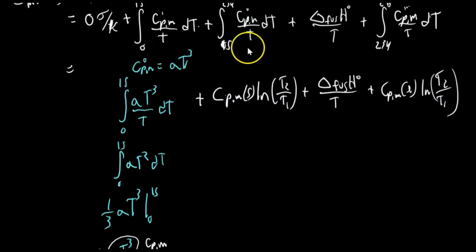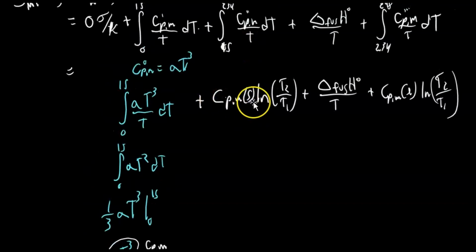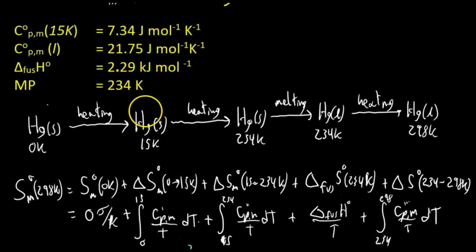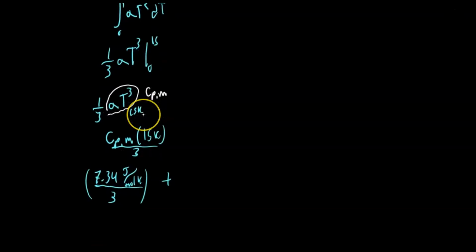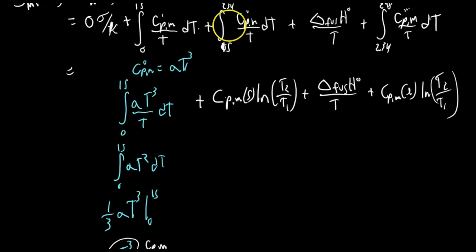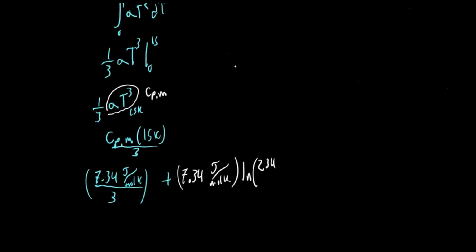Plus, now we have the heat capacity of the solid. This is all the data we have. We have it of the liquid. It's a solid at 15 Kelvin, so we're just going to use this heat capacity here, even though it does change quite a bit. But we have no other information, so we'll include it. So 7.34 joules per mole Kelvin. Temperature goes from, we're heating it from where to where? We want to heat it up from 15 Kelvin to 234 Kelvin.